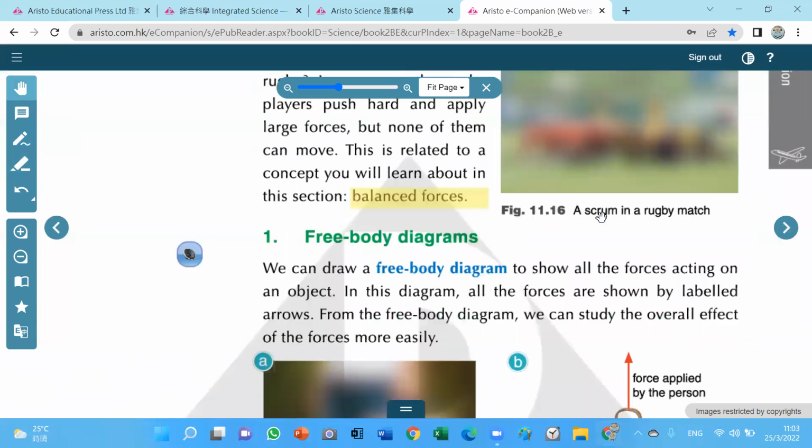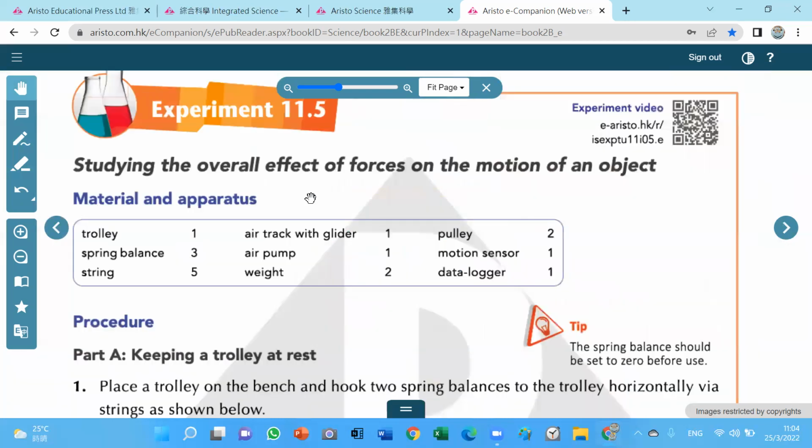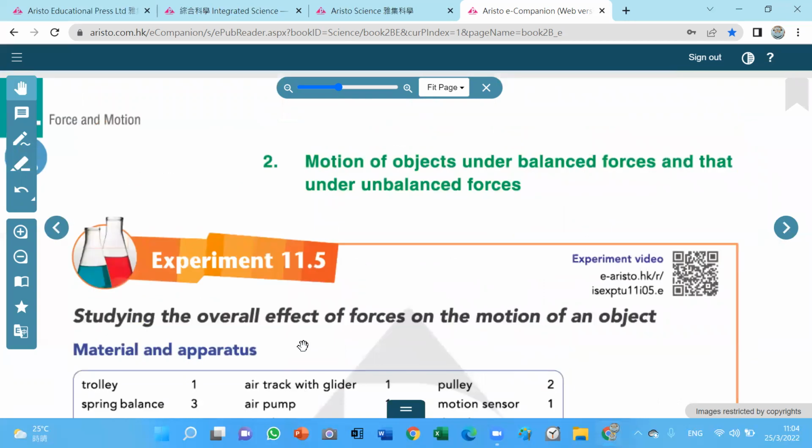Okay, so we can draw a free body diagram to show all the forces acting on an object. In this diagram, all the forces are shown by labeled arrows. From the free body diagram, we can study the overall effect of force more easily. So number 2, motions of objects under balanced force and then under unbalanced force. Let's see in experiment 11.5, studying the overall effect of force on the motion of an object.